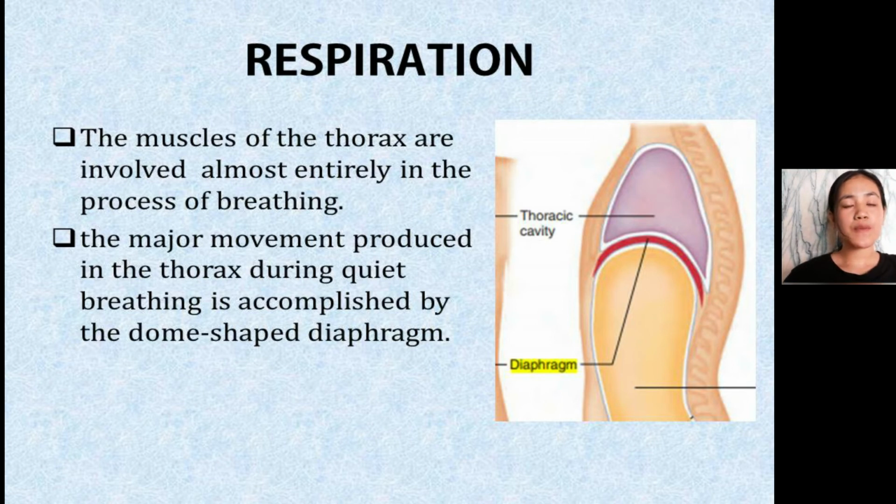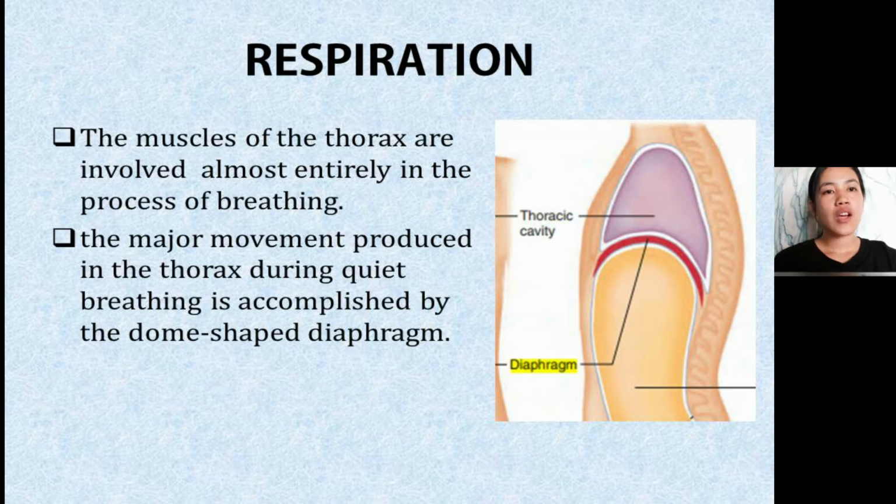In the process of respiration, the muscles of the thorax are almost entirely involved in breathing. The major movement produced in the thorax during breathing is accomplished by the dome-shaped diaphragm. Quiet breathing is accomplished by the dome-shaped diaphragm. The diaphragm here is located below the lungs.